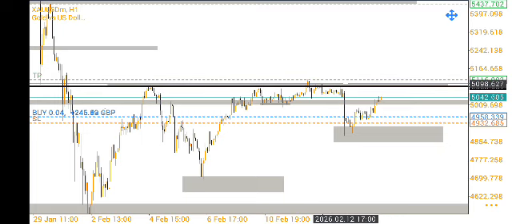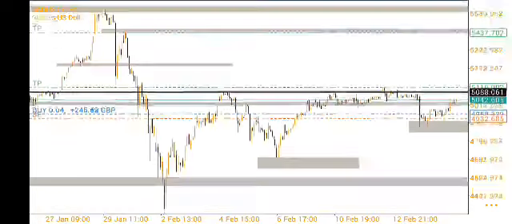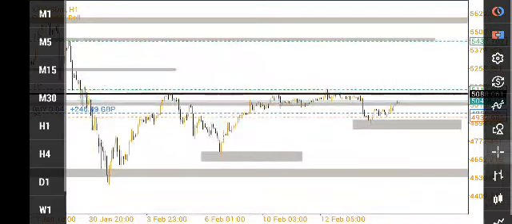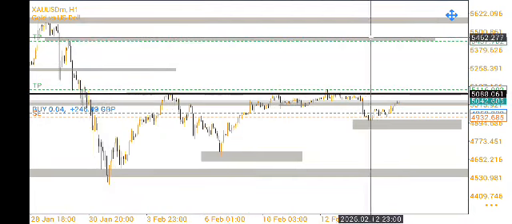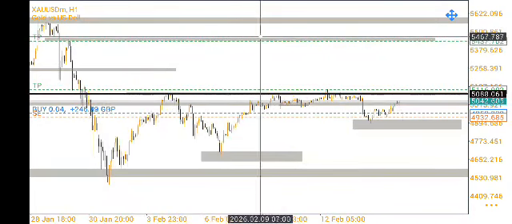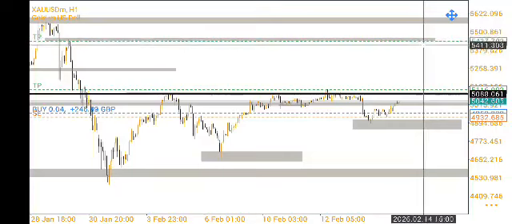The moment price approaches this, we are going to continue buying. We're going to continue buying up to this level here. That's where you've seen I've placed my TP level.